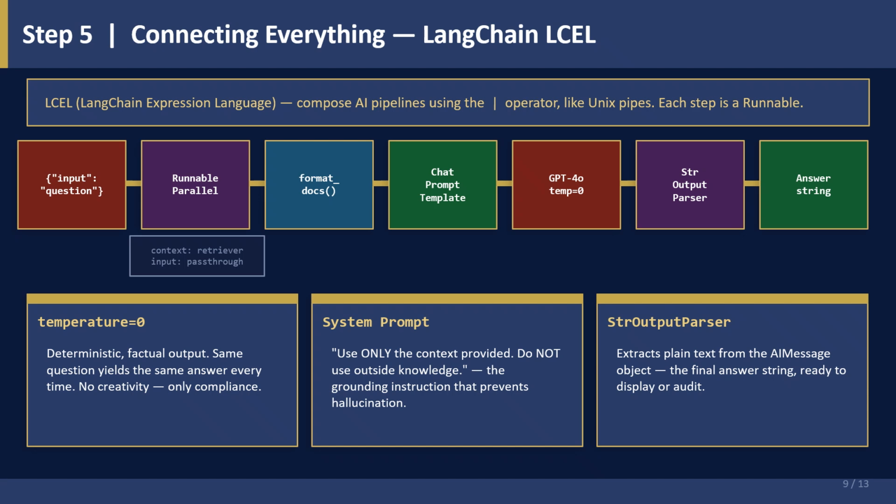And the system prompt explicitly tells GPT, use only the context provided. Do not use outside knowledge. That single instruction is what prevents hallucination.